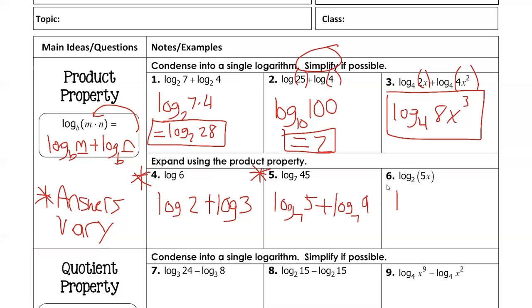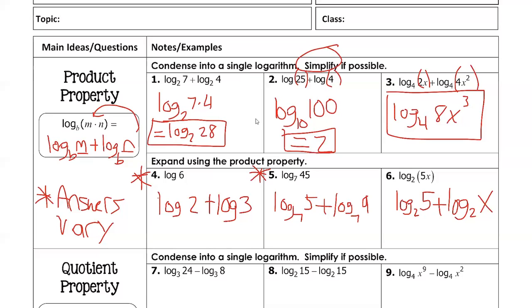You could rewrite this as log base 2 of 5 plus log base 2 of x. So that's actually pretty useful because then you could evaluate the number one, you can pretty much evaluate, and then you've got your variable kind of isolated. So that can be useful. So any questions so far about the product property?